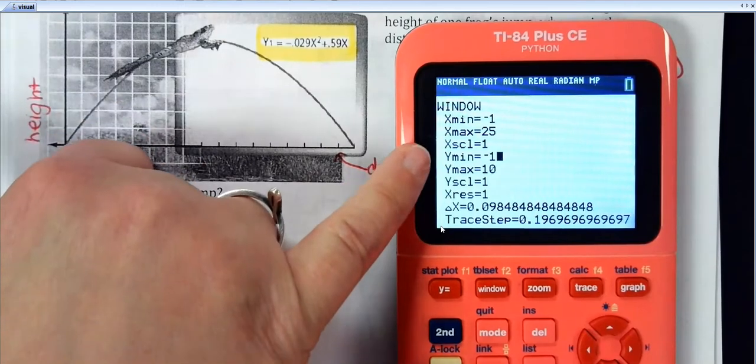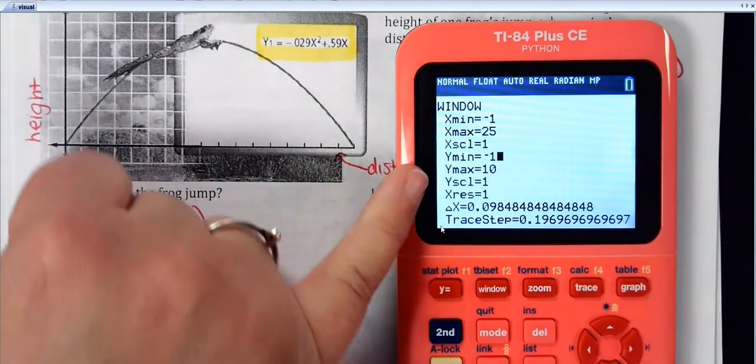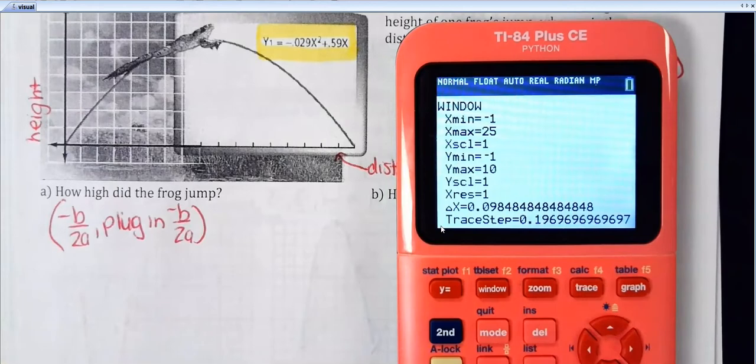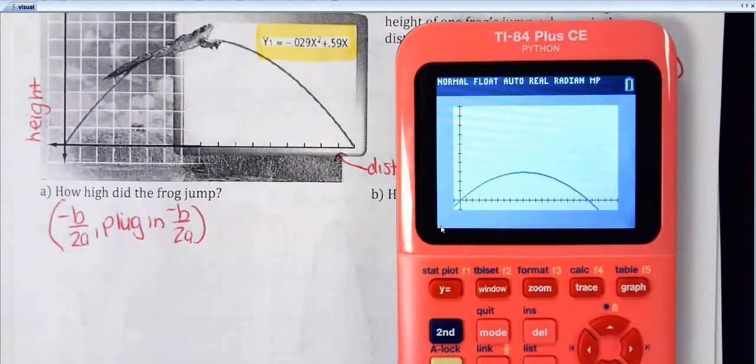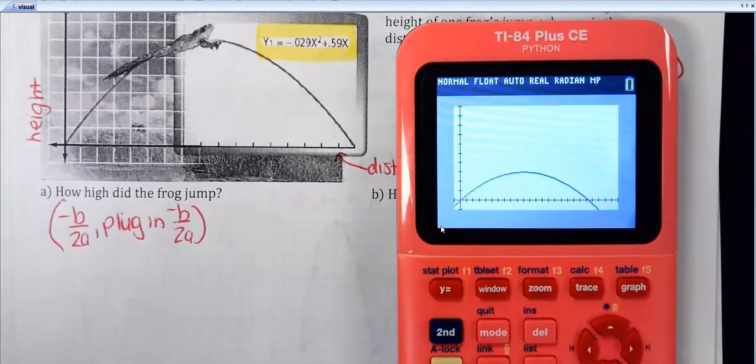Leave the scale alone. That just tells you it goes by ones. And then the y minimum, I made negative 1, the maximum 10. Just hit your graph, and then that looks a little bit better in terms of being able to see the picture. I could make the height a little bit smaller, but this is good.